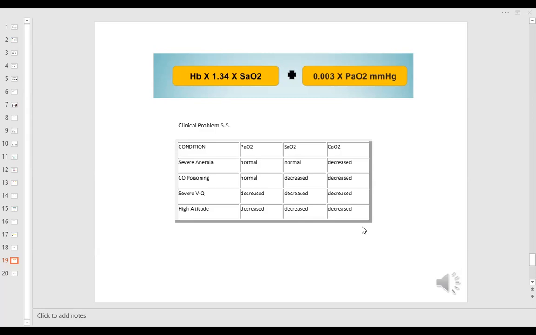With high altitude, the problem is the partial pressure of oxygen. That's why, when you're at higher altitudes, the higher you go above sea level, the partial pressure of oxygen drops in the atmosphere. So that's obviously going to be low in the blood, and that will decrease your SaO2. And if your SaO2 is low, you're going to have a decrease in your absolute oxygen content, which is the CaO2. So that's really important.